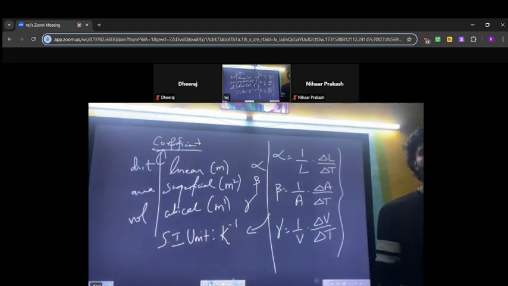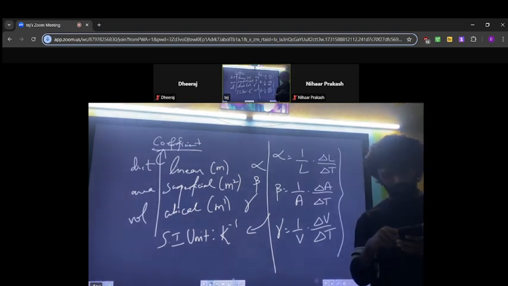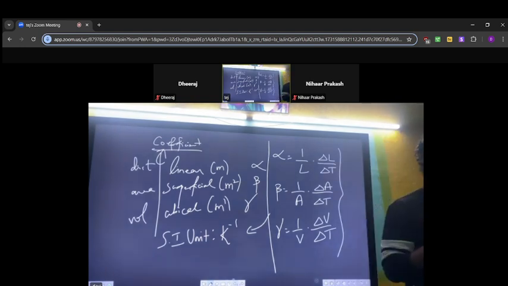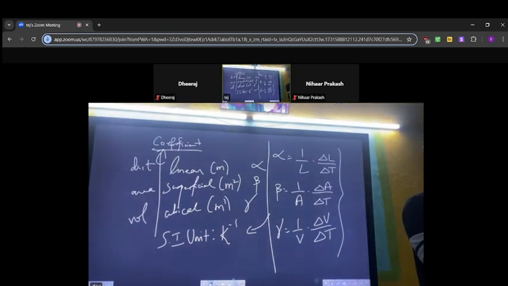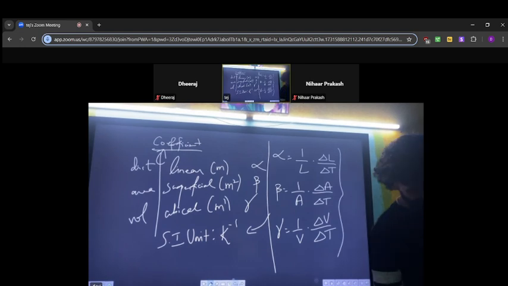They'll ask you to prove alpha is to beta is to gamma is equal to 1 is to 2 is to 3. Very famous question. They ask it in your college later. It's a 5-marker, the most popular 5-marker. Yeah. We'll solve it.